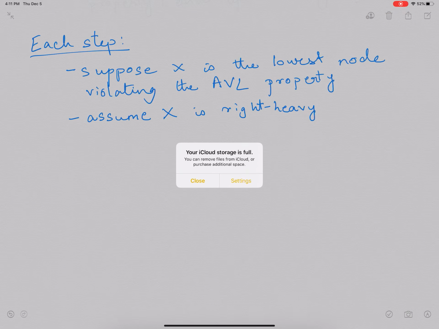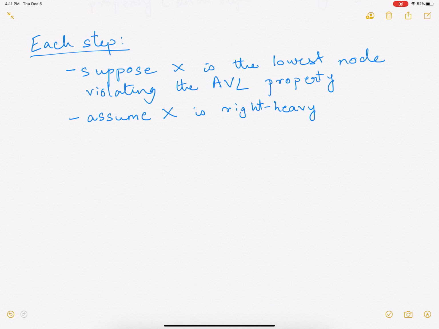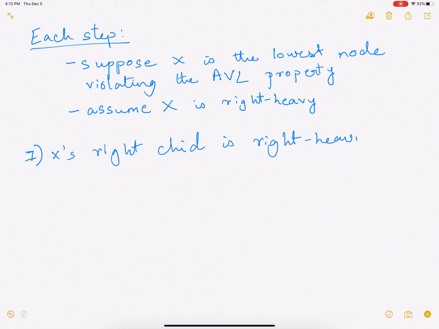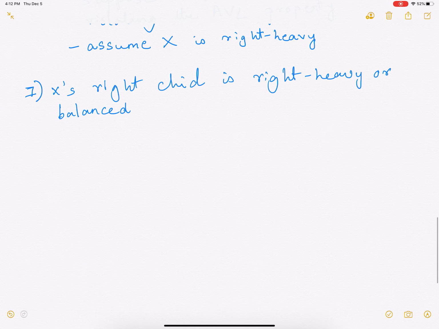Now, there are two cases that we have to consider. We are assuming that X is right heavy, and I'll show that pictorially in a moment. The first case is that X's right child is right heavy or balanced.